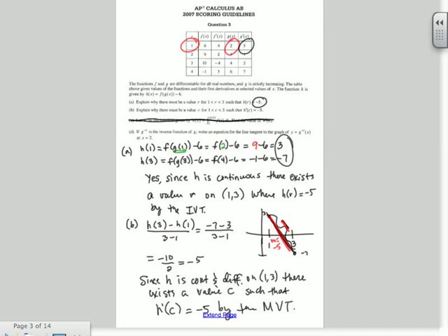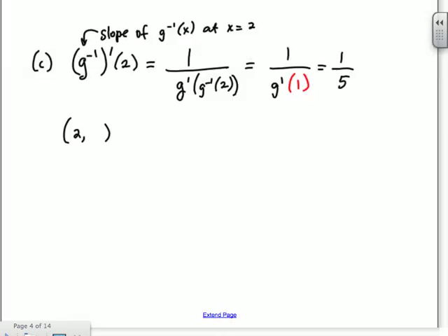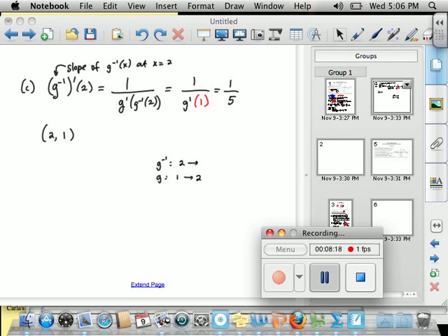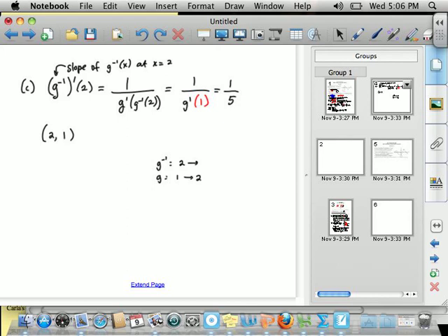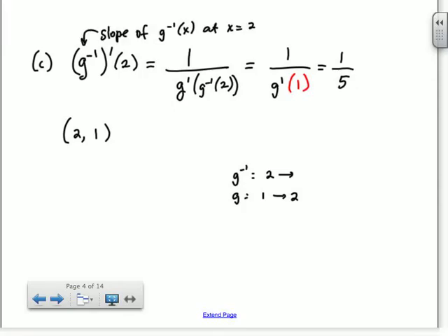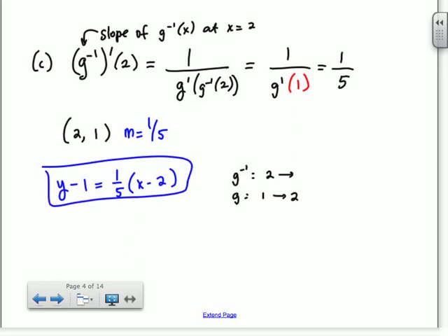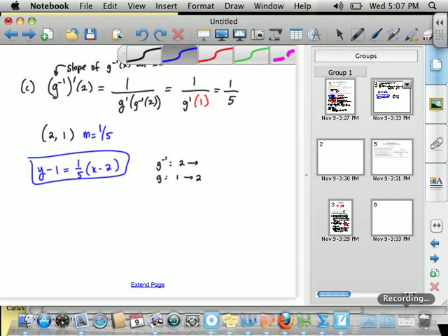So the point for g inverse, if I have x equals 2, is that the thing that gave you 2, remember? That was 1. So that means we have the point (2, 1), and our slope was 1/5. So I have y minus 1 equals 1/5 times x minus 2. And that's your answer. That was a tricky one. Like I said, it's very rare that it's on the AP Calc exam, but I was very surprised that it was on there, so I wanted to make sure you guys saw that example.